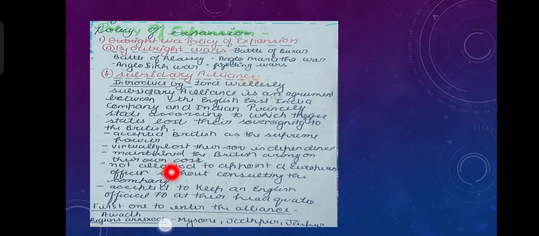Not allowed to appoint, so the Indian rulers were not allowed to appoint a European officer without consulting the company. तो अकॉर्डिंग टू दिस एग्रीमेंट अगर आपको किसी भी यूरोपियन ऑफिसर को अपॉइंट करना है इन योर कोर्ट, तो आपको पहले इंग्लिश ईस्ट इंडिया कंपनी से परमिशन लेनी पड़ेगी. फिर लास्ट पॉइंट, accepted to keep an English official at their headquarters. तो बेसिकली स्पाई तो नहीं कहेंगे, बट इन्होंने एक इंग्लिश ऑफिसर को एक्सेप्ट किया उनके कोर्ट में.